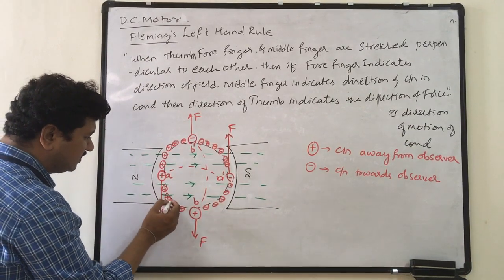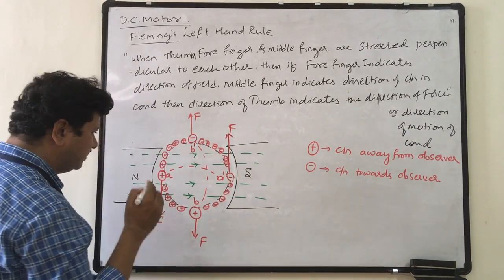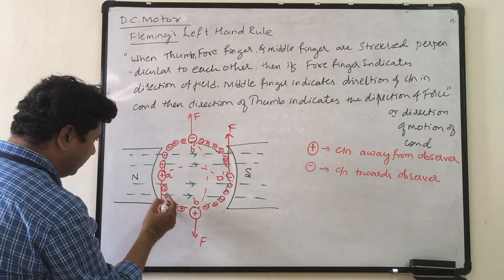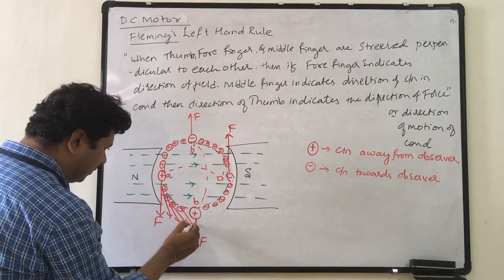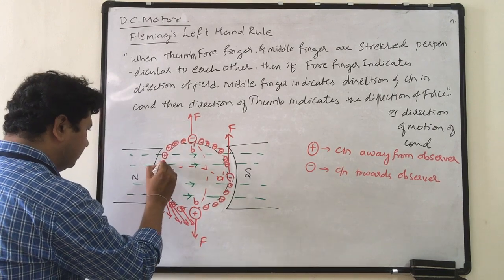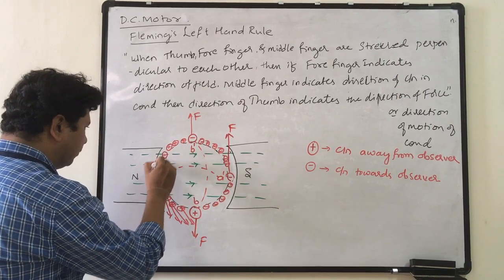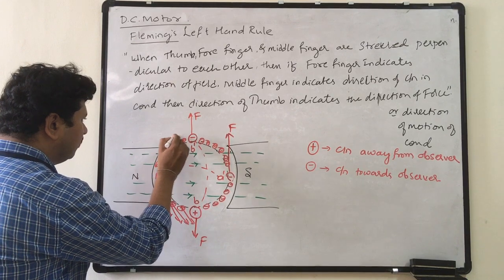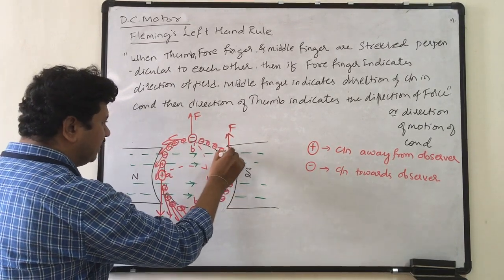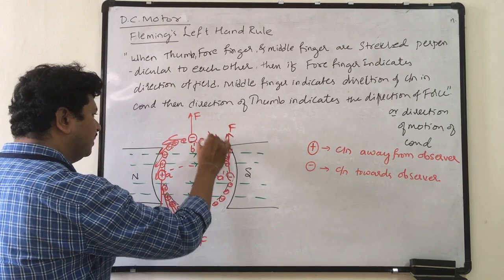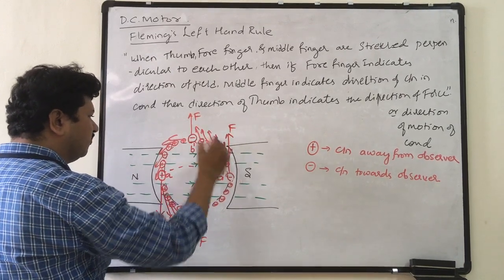But how is the force? It is tangential. Please remember, it is a tangential force. So it is downward, downward, downward, downward, downward. Now in the negative conductors, it is upward, upward, upward, upward, upward, upward.